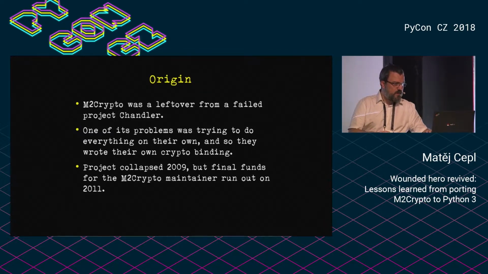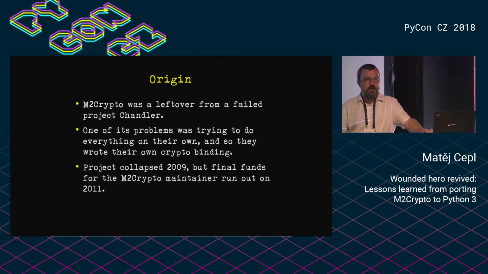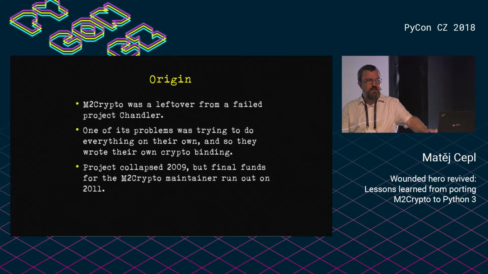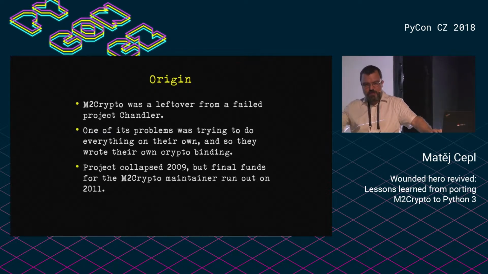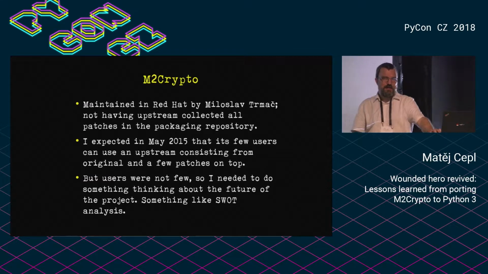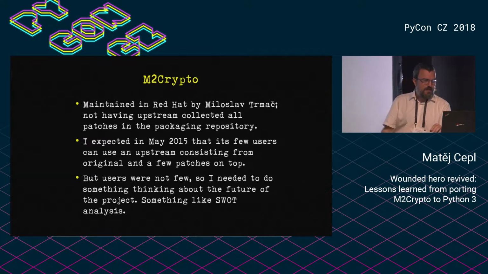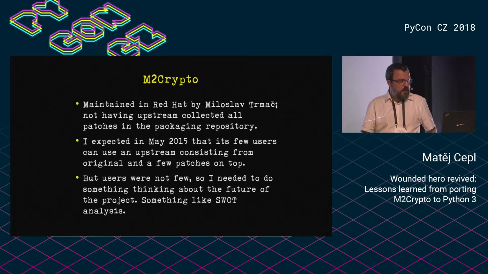Project Chandler collapsed in 2009 when the original funding ran out. They had some more money, so they were able to employ one more guy to maintain just M2Crypto for 2 more years. But since 2011, the project was basically abandoned. Now even the original website where the project was is gone. So unfortunately for me, our Bugzilla with all the bugs is gone as well, and I don't have access to the original bugs. But that's how it works.